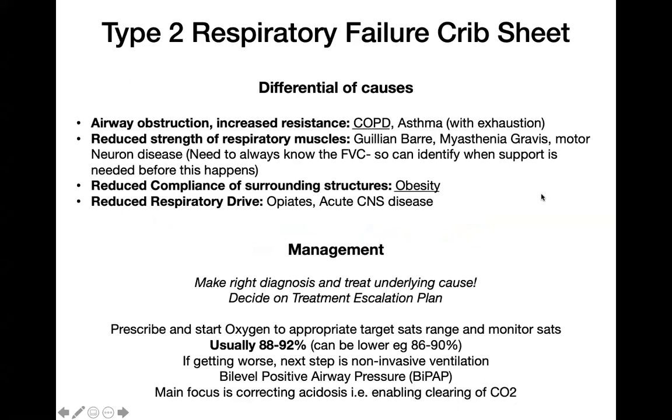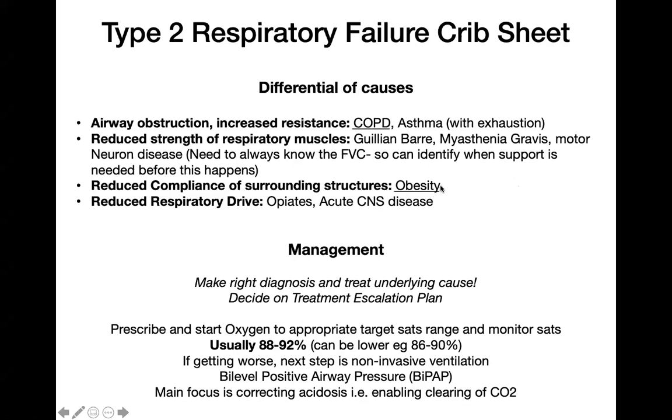Reduced strength of respiratory muscles, that's a nice one to chuck in, and that's when we're thinking about our neuromuscular causes. So Guillain-Barré, myasthenia, motor neuron disease, and often it's easy to forget about that as a cause, and these are people with motor neuron disease often using NIV support at night. And the other thing to mention is if anything ever comes up about neuromuscular and reduced strength of respiratory muscles, always be mentioning the FVC from spirometry, because that's going to give you an idea of what level you're going to need to start giving support with the respiratory muscles.